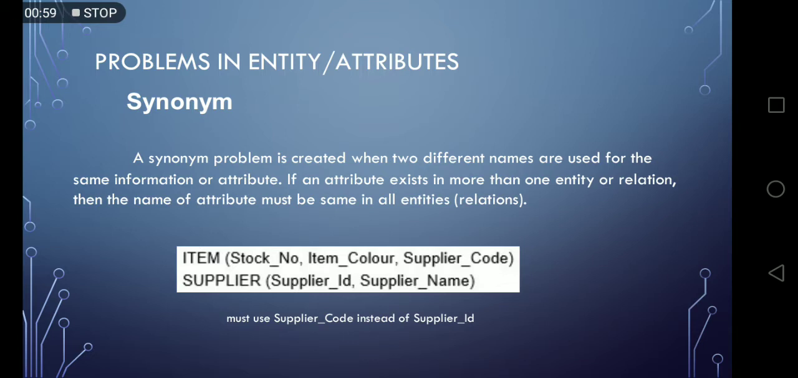In item table or relation, we have attributes, stock number, item color, and supplier code. And in supplier relation, we have supplier ID and supplier name. Here, supplier code and supplier ID both represent the same information but with different names. This problem is known as synonym problem.